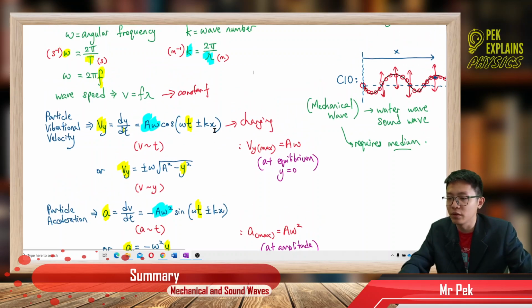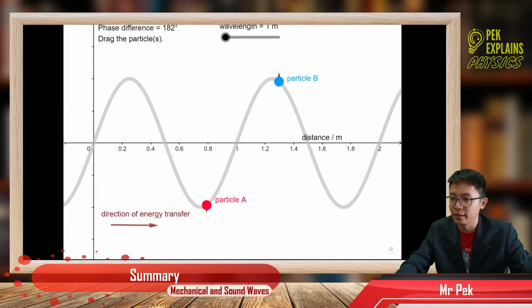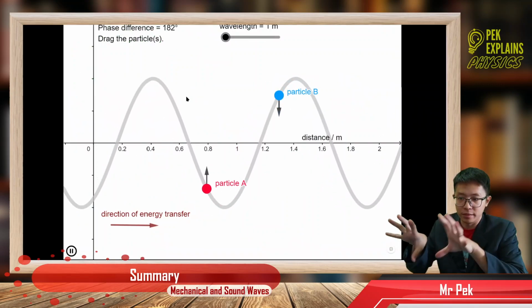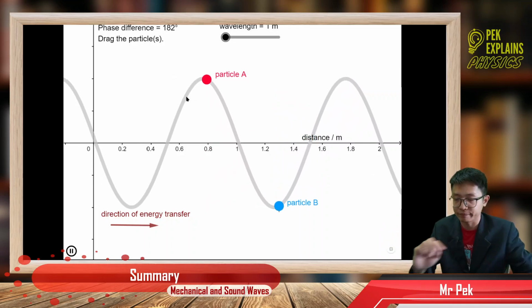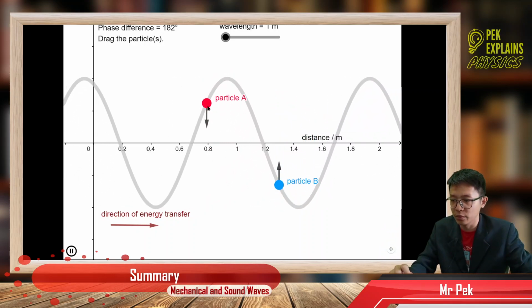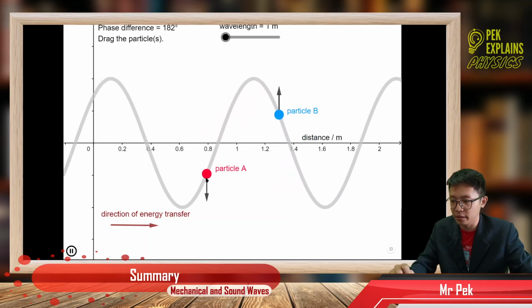And particle vibrational velocity is changing. Like waves, like I just said already. You see the wave speed? The wave speed is constant going to the right, isn't it? Wave speed is constant. But particle vibrational velocity always increases, decreases.